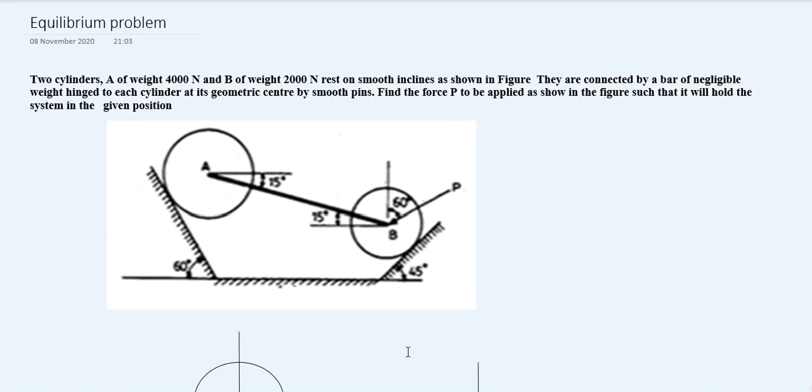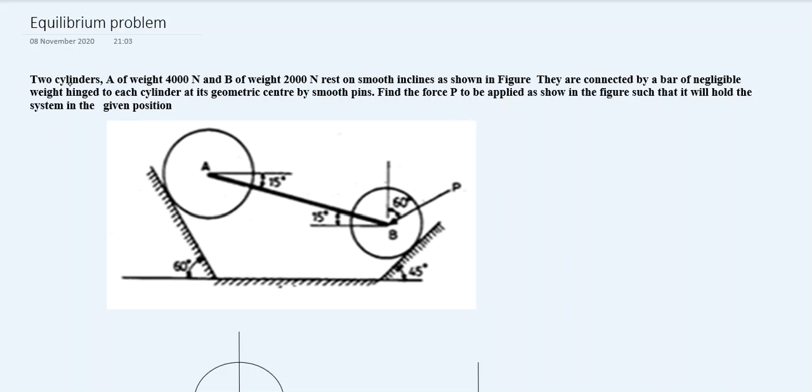Welcome back, everyone. Today I'm going to solve a problem regarding equilibrium conditions. I'm going to use a combination of Lami's theorem and equilibrium conditions like sigma Fx equal to 0 and sigma Fy equal to 0. So look at this problem.